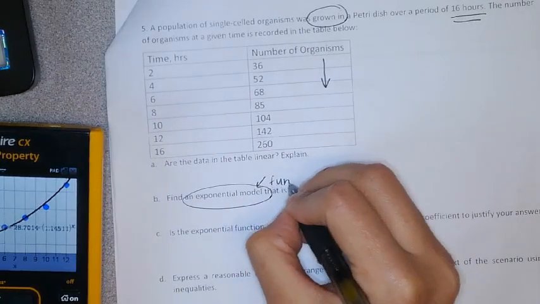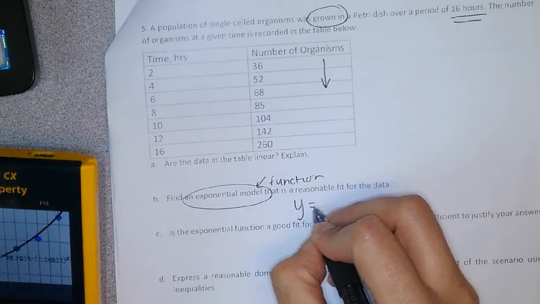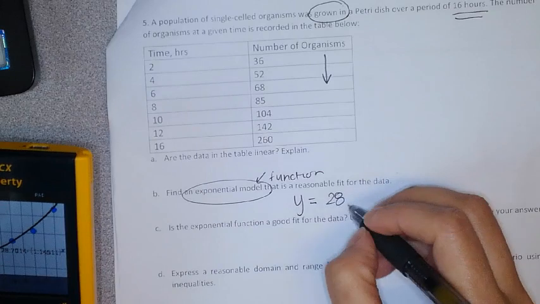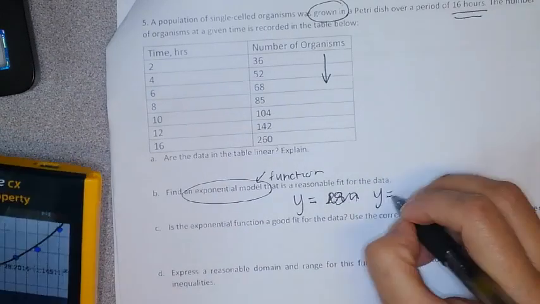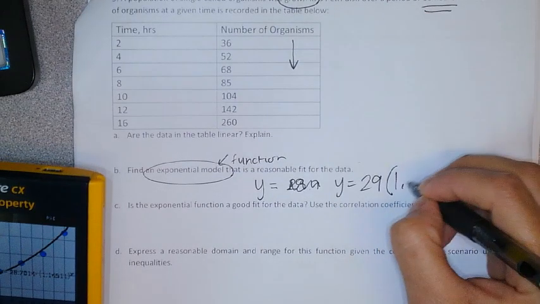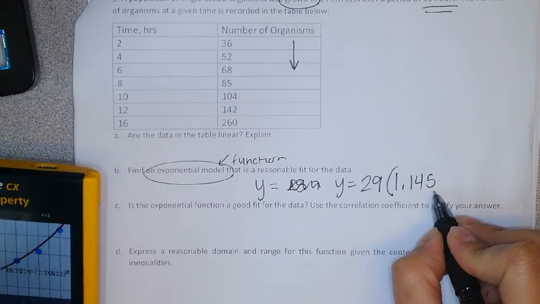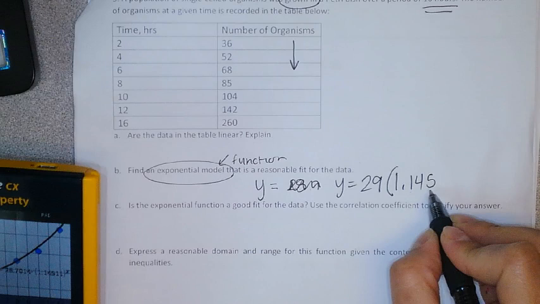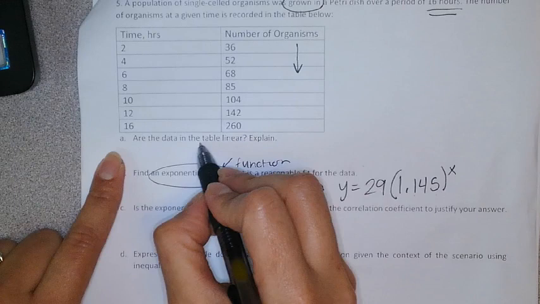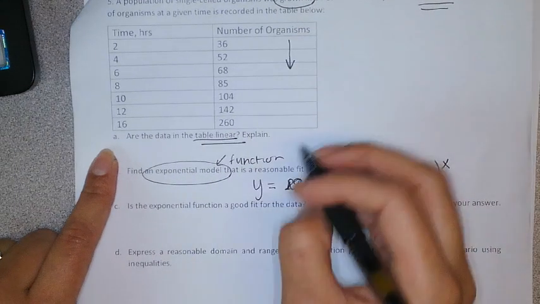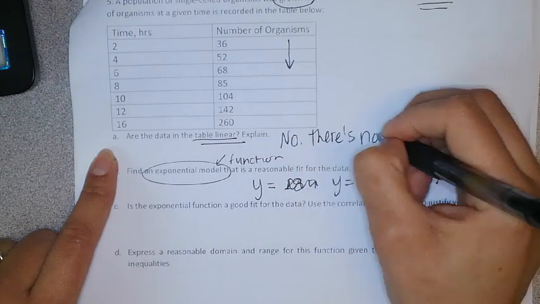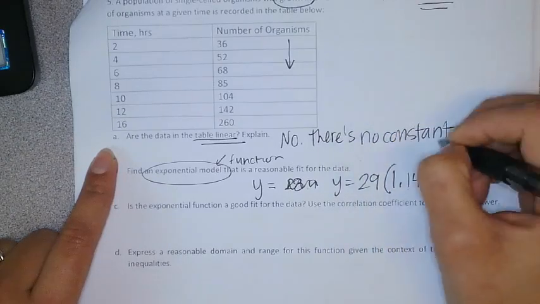Remember, this is a function. So y equals 28, and this is a single cell organism, so I'm going to round, and actually it's 28, so I'm going to round 9, because it's whole numbers. At least 3 numbers after the decimal, round the last number. Alright, I skipped letter A because we talked about this response for quadratic. Is the table linear? And we said no, there's no constant rate of change, and it doesn't look like a line. So this is the same that we investigated before.